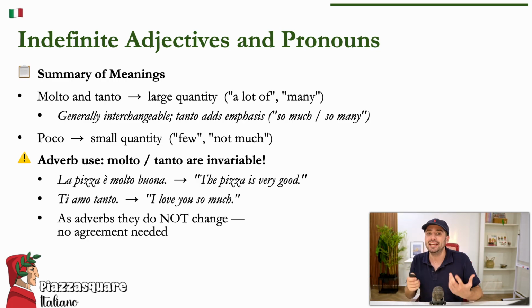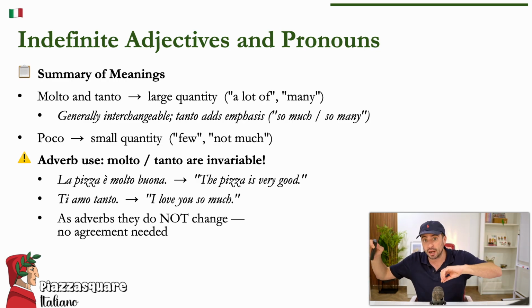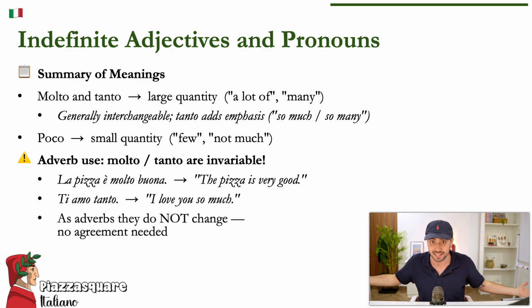Keep in mind that in English we use much with uncountable nouns, much water, and many with countable nouns, many friends. But Italian just uses molto, tanto in singular for uncountables and in plural for countables as needed.